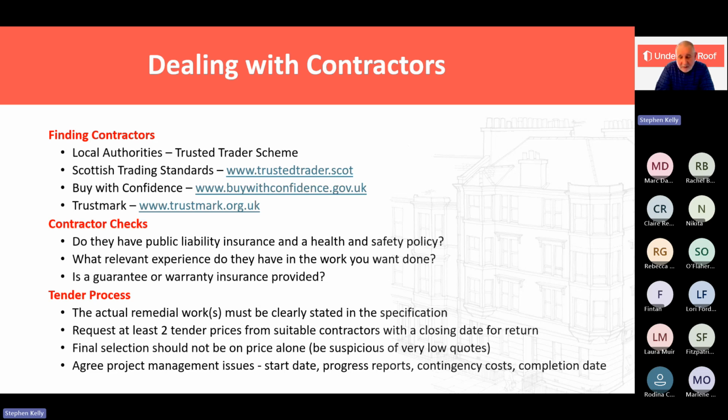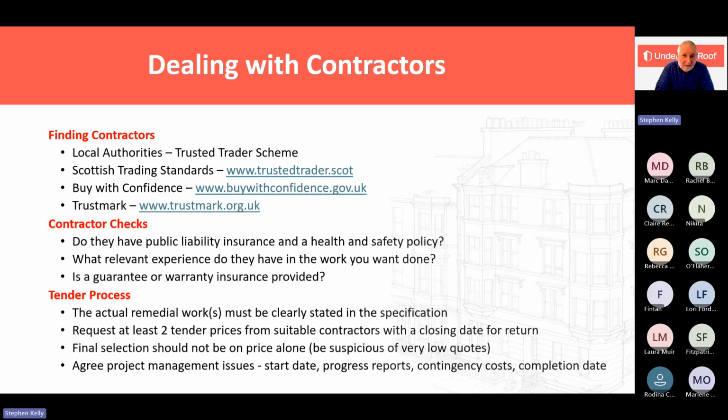What experience do they have for the work you want to do? Are they a jack of all trades or a master of none? There are lots of companies driving around in vans saying they're all trades, but they don't tell you what their actual skill set is. Are they a plumber? Are they a joiner? Can they turn their hand to electrical work? I wouldn't want anybody to trust me with electrical work unless they're a qualified electrician. And if you're doing major works, is a guarantee or a warranty provided?